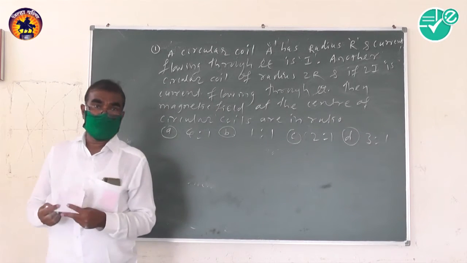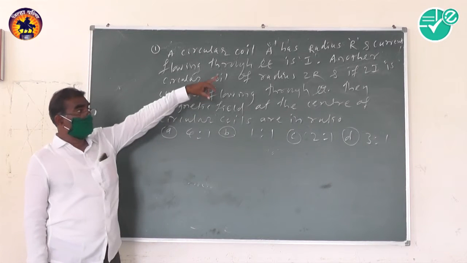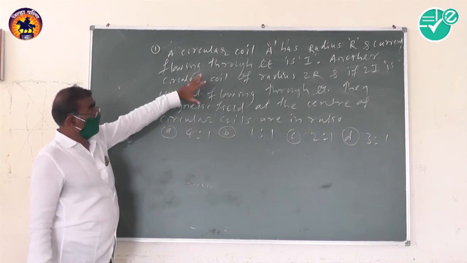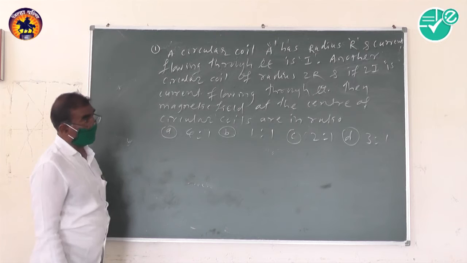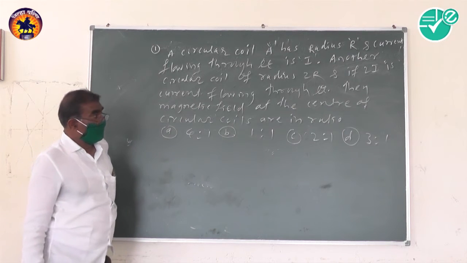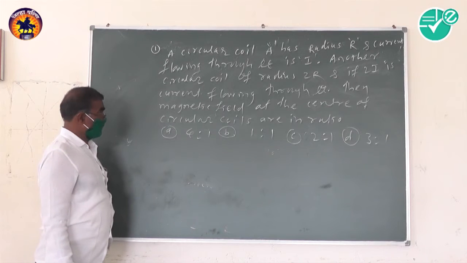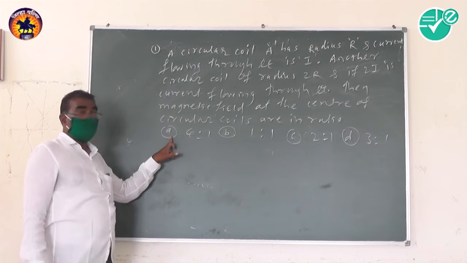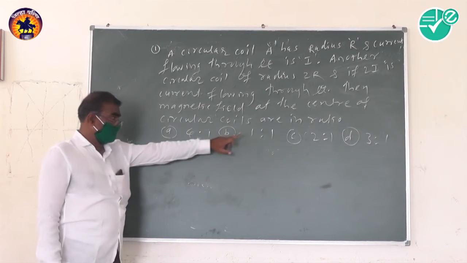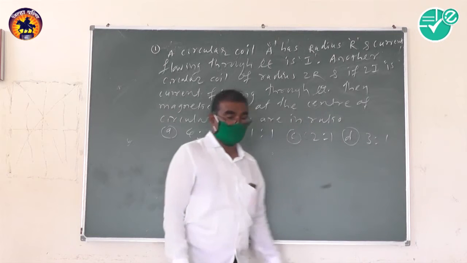That is one of the formula. A circular coil A has a radius R and a current flowing through it is I. Another circular coil of radius 2R, and if 2I is the current flowing through it, then magnetic field at the center of circular coil are in ratio. Multiple choice is 4:1, B is 1:1, C is 2:1, D is 3:1.